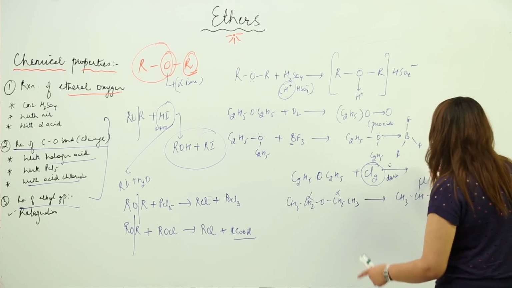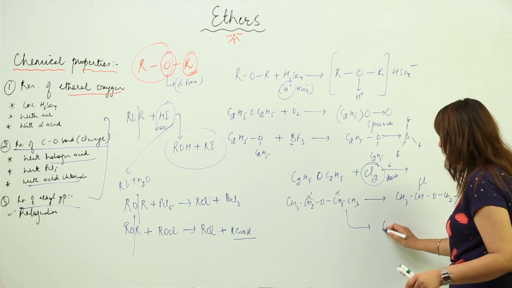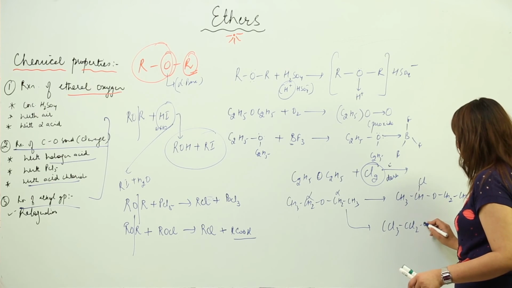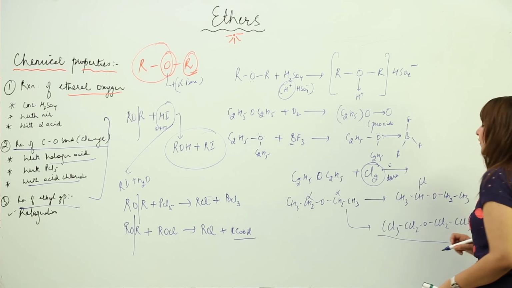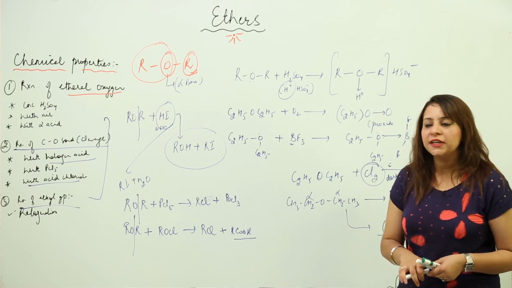So what you see is that everything gets converted, all H get replaced by Cl, and we get CCl3, CCl2, O, CCl2, CCl3. That means everything is just replaced by the Cl. So these are the chemical properties of the ether.